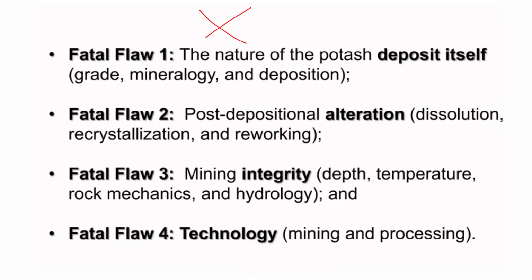Number 3 is the mine's integrity. Maybe it floods. Maybe it's too deep. Whatever it is. And then finally, number 4, technology. A machine breaks down. So those are the 4 things that will end the production of a mine until it gets fixed to get back up again. All right, so that is potash.